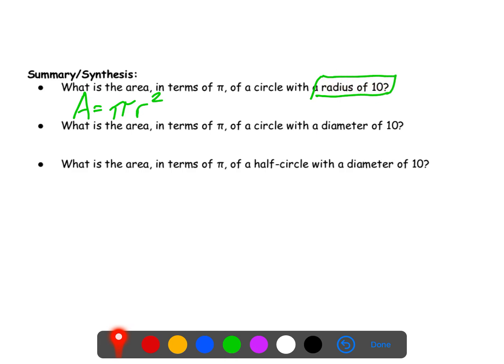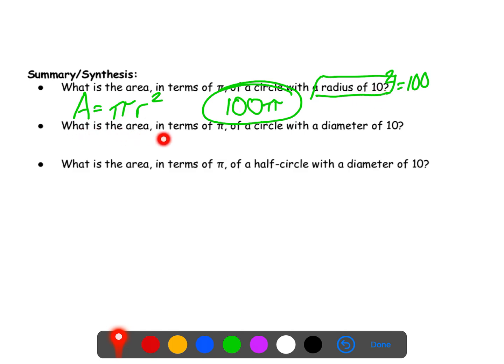All I'm going to do with that squared radius, so 10 squared equals 100, is multiply by pi. And if I keep it in terms of pi, I just need to put the symbol next to it. So my answer for the first one here is 100 pi. Easy. No calculating, no rounding decimals. That is a very exact, precise area for this circle that has a radius of 10.